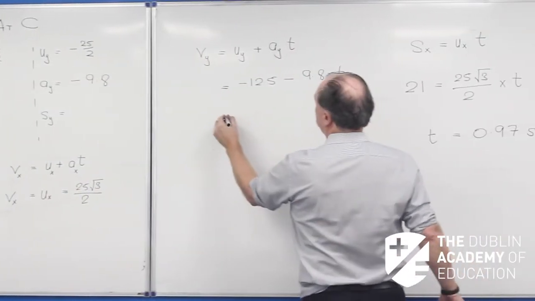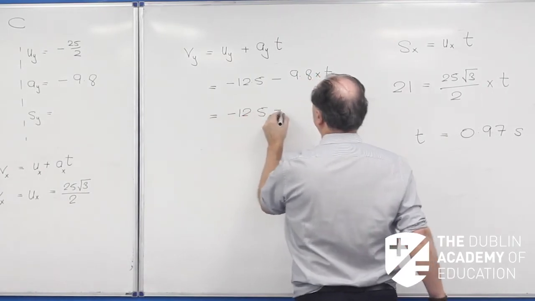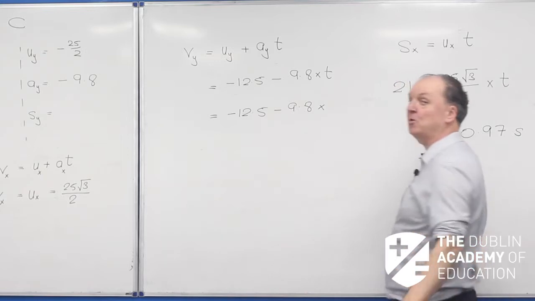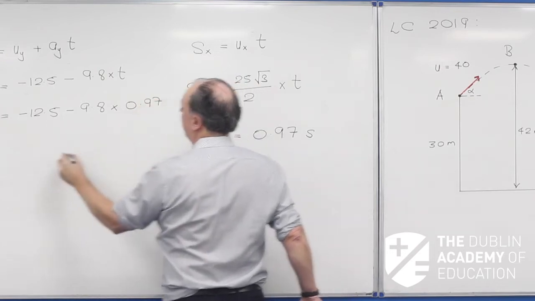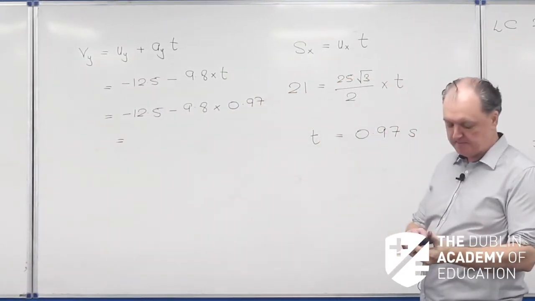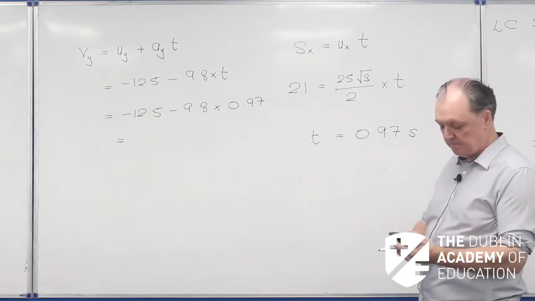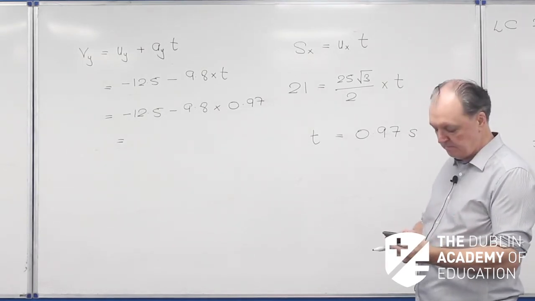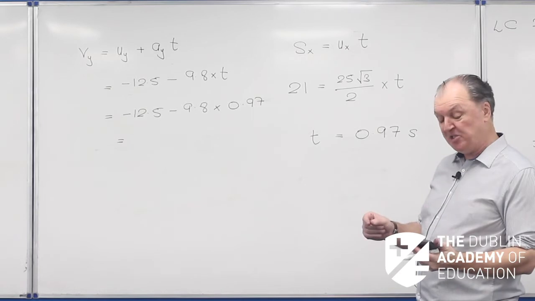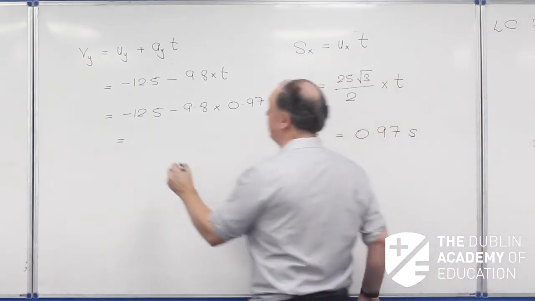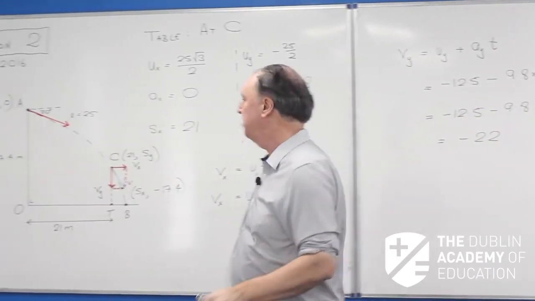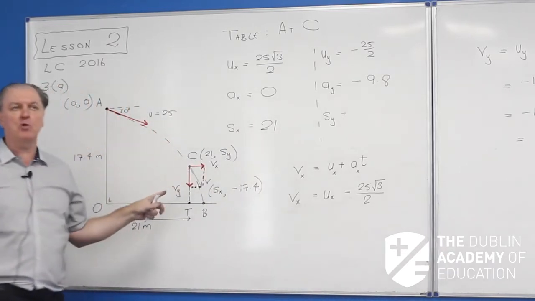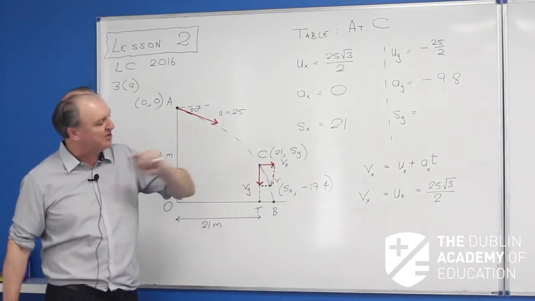Now, go back to my Vy. That's minus 12.5, minus 9.8. And the time it took to arrive at C, I've just worked out to be 0.97. So now I can work out Vy. I get minus 22.006, let's say minus 22. And you know what? The minus makes sense, doesn't it? Because when it arrives here, you can see the y component is pointing down and the x component is pointing to the right, so that's positive.